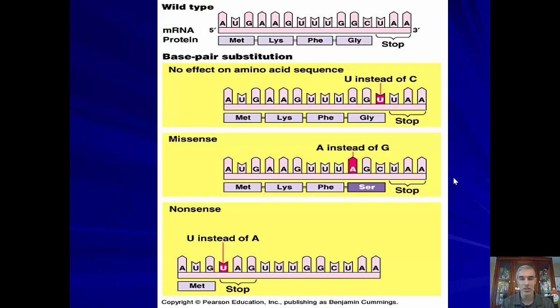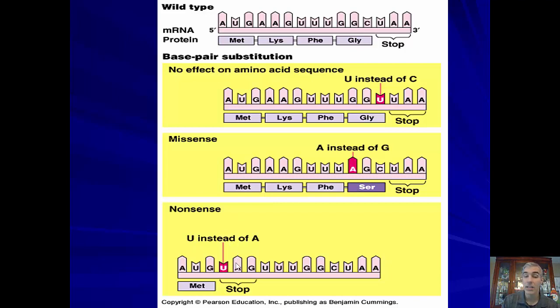So you can see different examples. Here's a no effect. Notice this original one, glycine, GGC. Well, if we change it to GGU, it still codes for glycine because of the wobble effect. No effect on the protein. A missense mutation, notice in the first, it's in the first position now, and that does change the amino acid to a serine. So that's a change in amino acid. Could have an impact. Maybe it doesn't have a huge impact. It really depends on where that amino acid is and the type of amino acid it changed to.